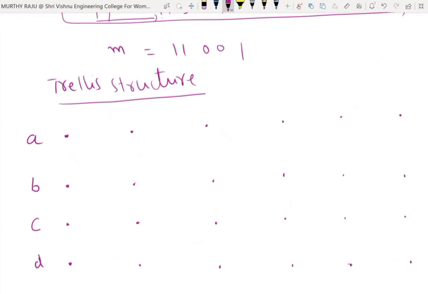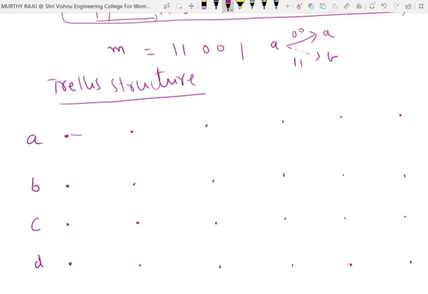Initially, you are in state A. This one is state A. Input bit is 0, represents a solid line. Input bit is 1, represents dashed line. Goes to next state A. Here next state B. Outputs are 0, 0, 1, 1.